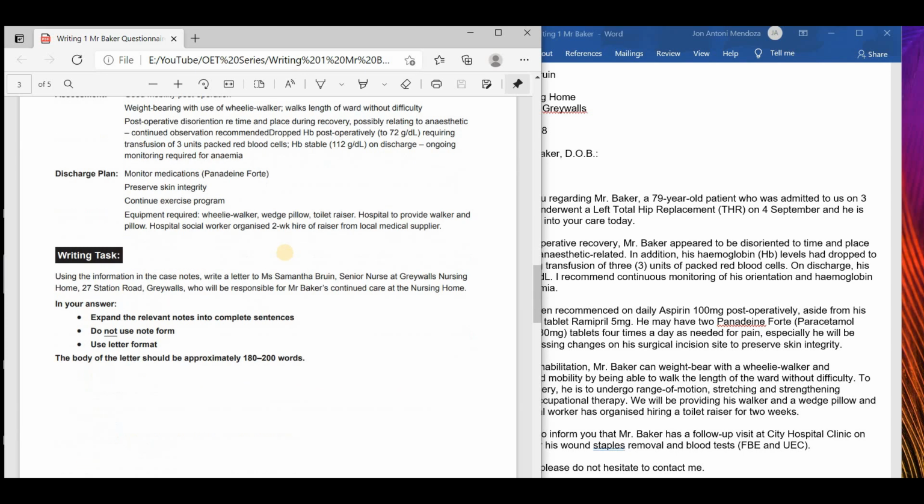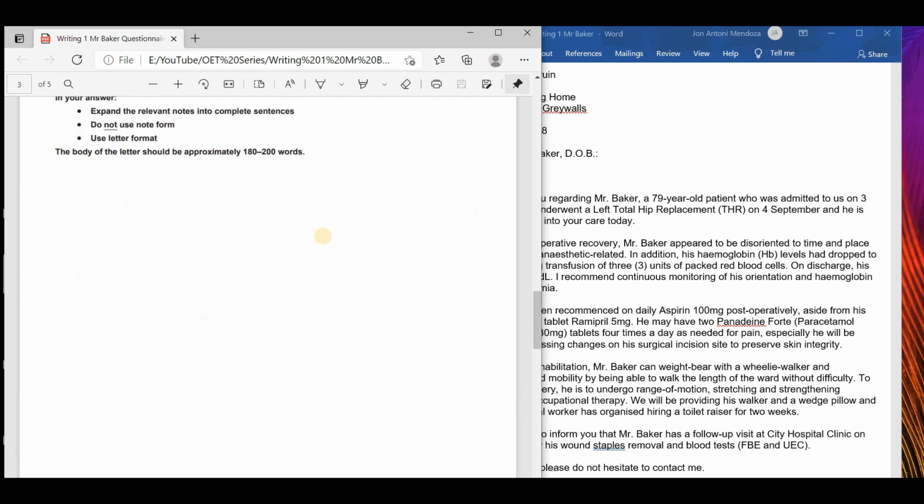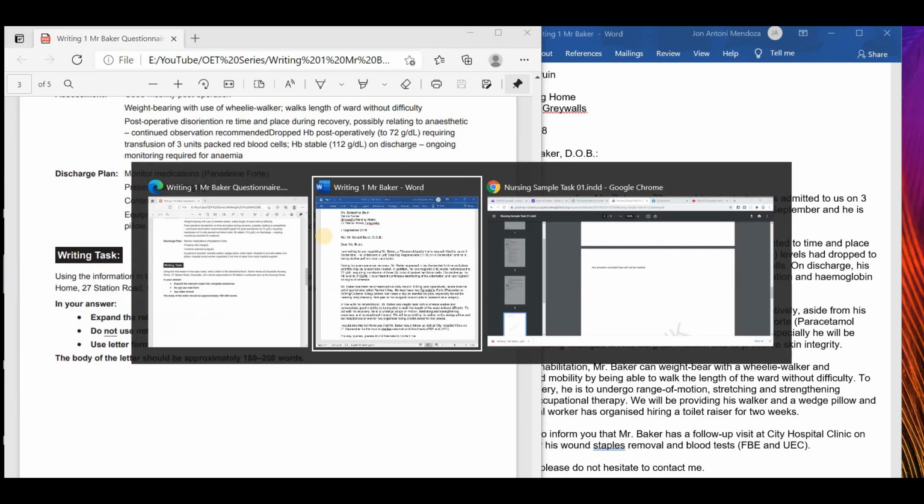So for our writing task, it says here, using the information above, write a letter to Miss Samantha Bruin, senior nurse at Gracewell Nursing Home, 27 Station Road, Gracewells, who will be responsible for Mr. Baker's continued care at the nursing home. In your answer, expand the relevant notes into complete sentences. Do not use note form and use letter format. The body of the letter should be approximately 180 to 200 words. So that's it, and let's go to our sample letter.